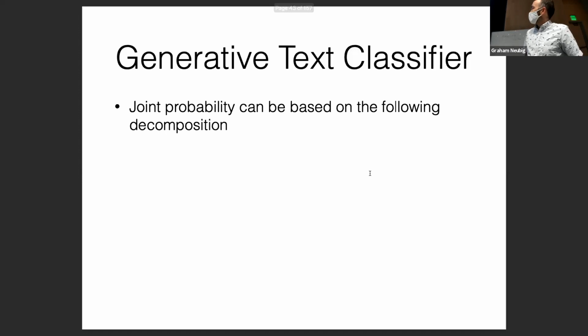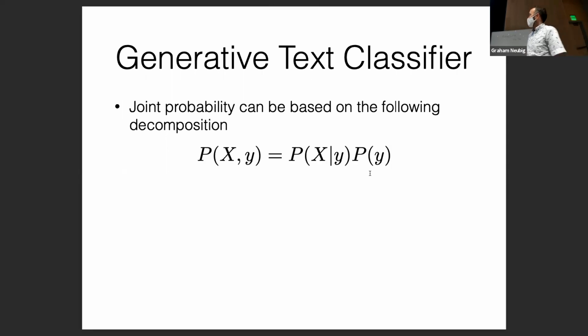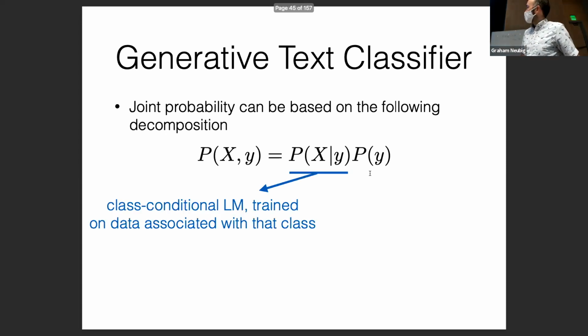Actually, the answer is relatively simple, again. So the joint probability can be based on the following decomposition. The probability on the left is, as you remember, what we need for a generative text classifier. We can split this into the probability on the right, which is a class conditional language model. And the way you can create a class conditional language model, you can do it different ways, but the easiest way is just to train a language model only on the data for that particular class.